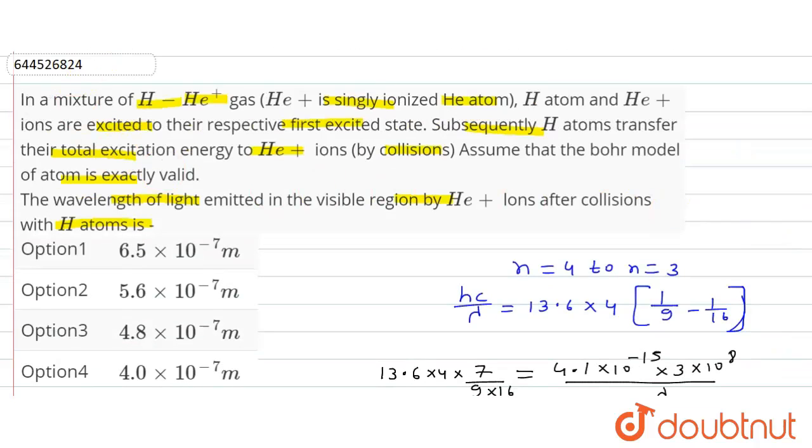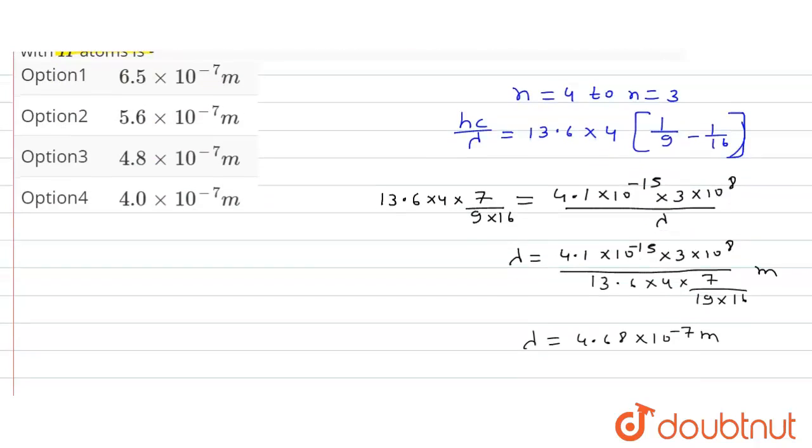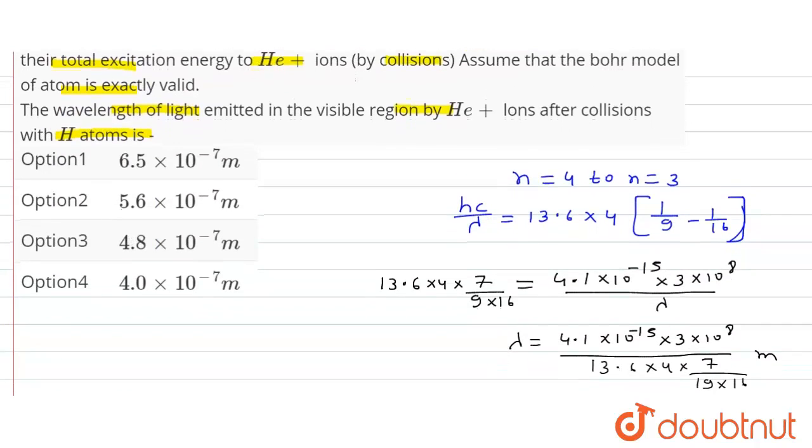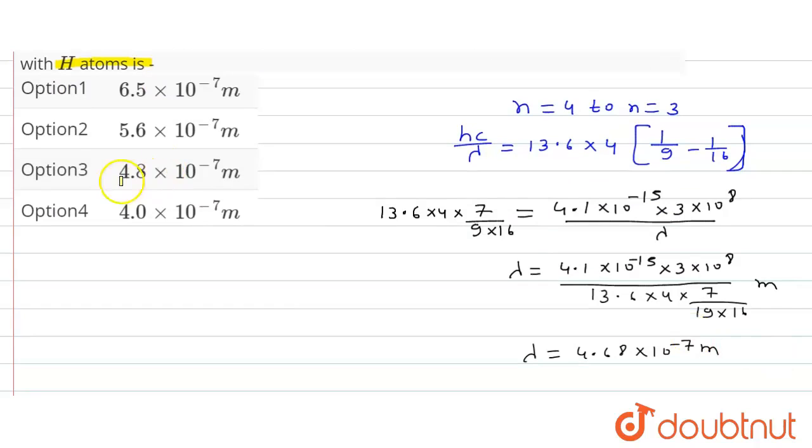So this will be our answer. 4.68 means approx 4.8 into 10 to the power minus 7 meter, means option third is the correct option. Thank you.